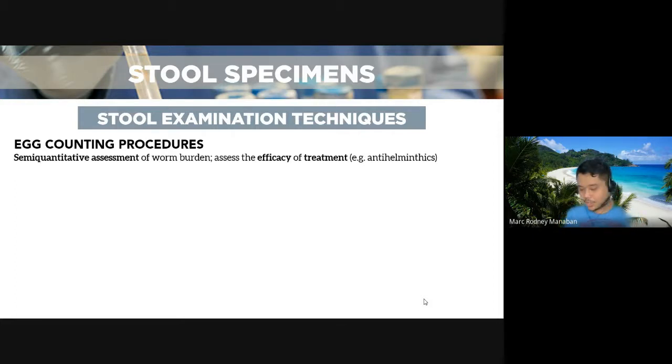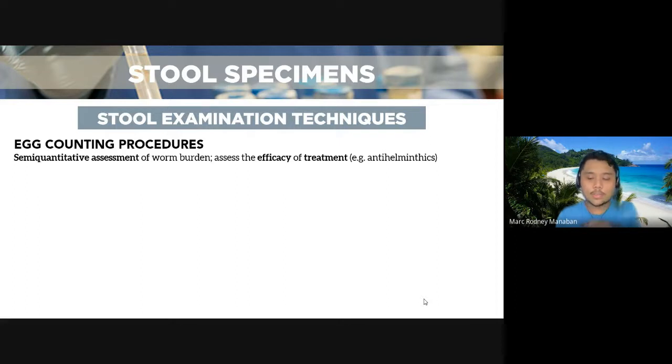Again, egg counting procedures, we perform these for the main purpose of assessing the intensity of infection. And we usually perform this for your helminths, your helminthiasis, soil-transmitted helminths, and schistosoma. So we want to determine if the infection is intense. At what level? Is it light, moderate, or heavy? And because of that, we assess the intensity of infection. We can also assess the effectiveness of your treatment, your anti-helminthics.